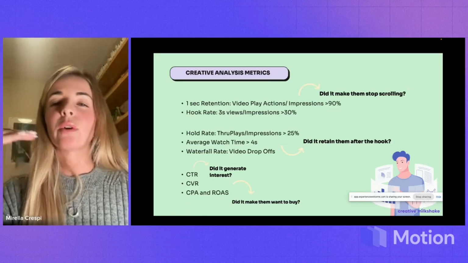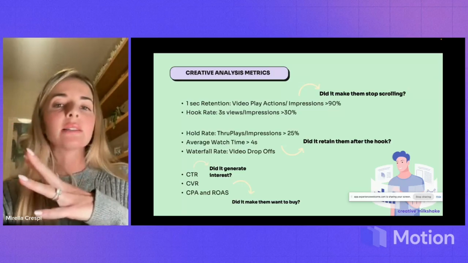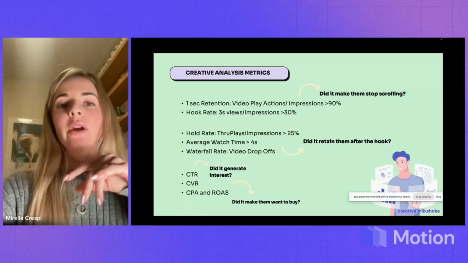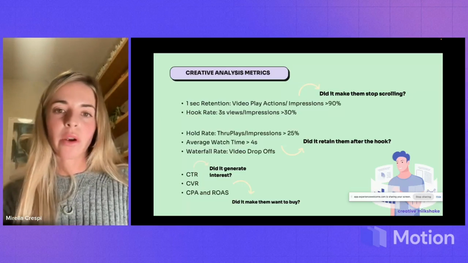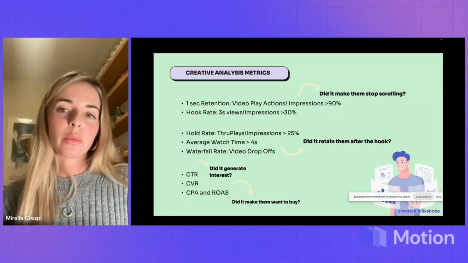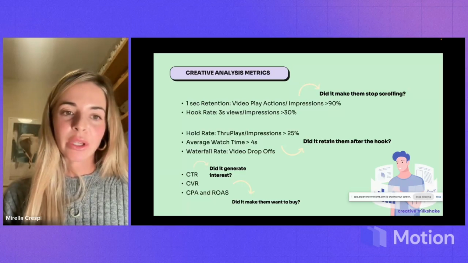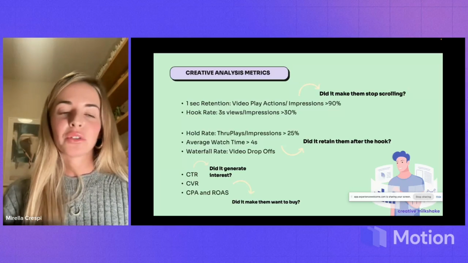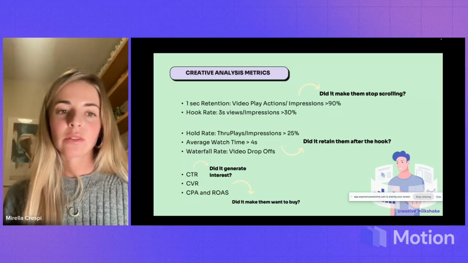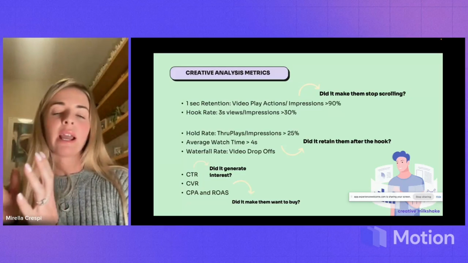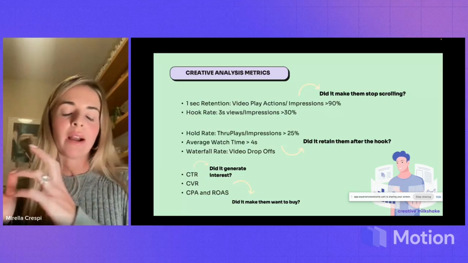These are kind of what you should aim for, but like I said, each ad account is so different. It doesn't mean that if you don't have these metrics, the ad is not going to perform. But there's always room for improvement if these are low. Then after that, we have your hold rate, the average watch time, and the waterfall rate. So this is really paying attention to what happens after the hook and did the ad do a good job retaining them after the hook.